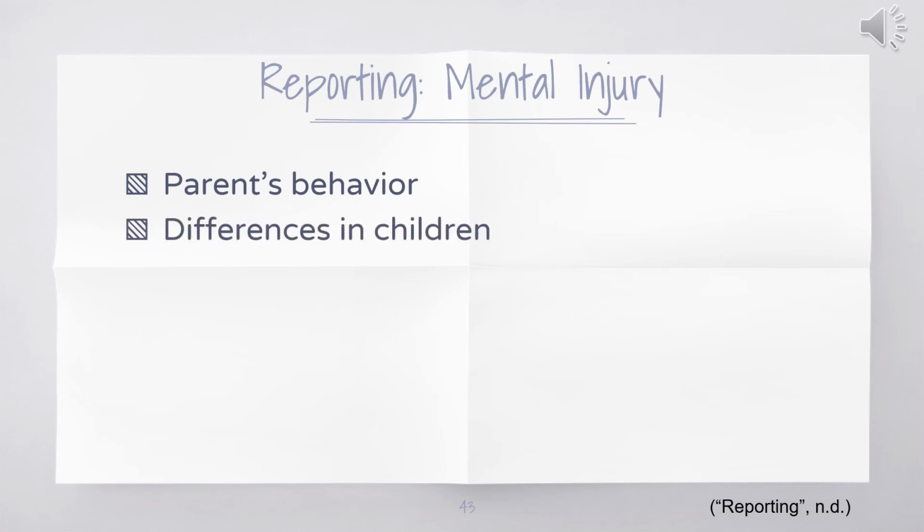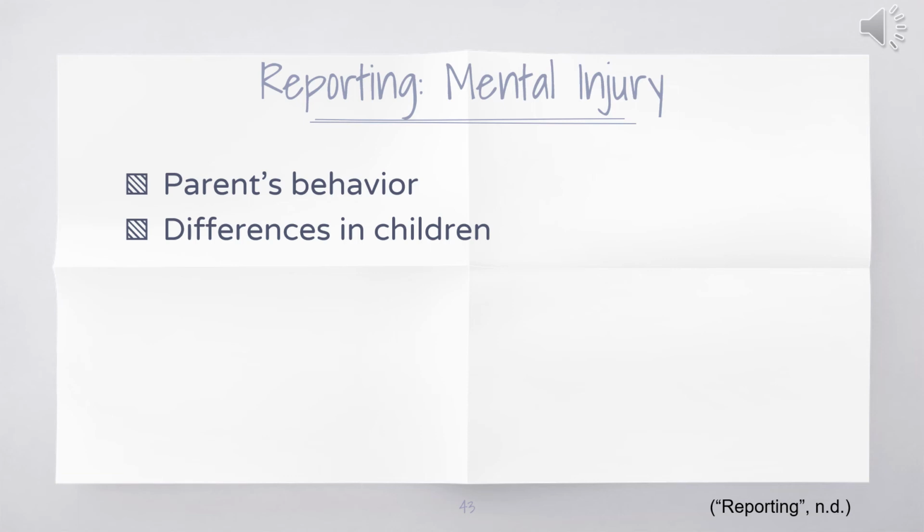Next, we will discuss reporting mental injury. This could result from things such as mental, verbal, emotional abuse. So you should describe the child's injury. Describe the parent or caregiver's behavior that resulted in the mental injury to the child. If more than one child is involved, are there differences in how the children are treated?